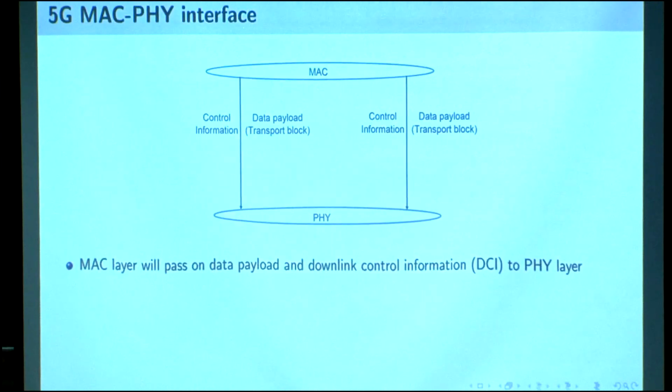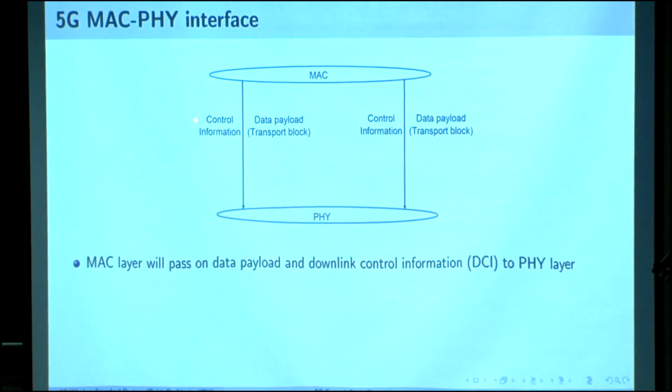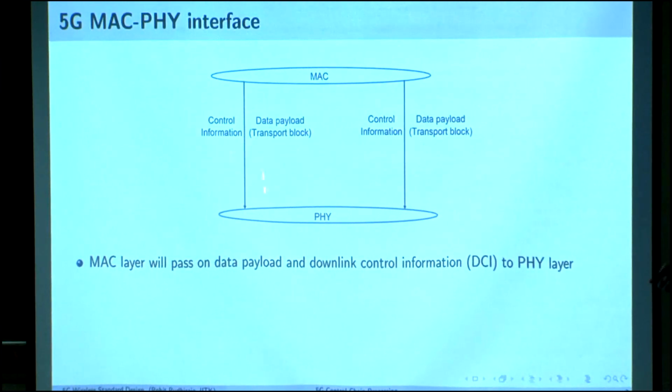So I keep coming back to this because that's the genesis of what we do in the physical layer, and now we're going to focus on this control information. Till now we were focusing on this processing, which passes on the data payload, which is the transport block. This control information is given a name: in the downlink it is called downlink control information, DCI, and it has to undergo physical layer processing.